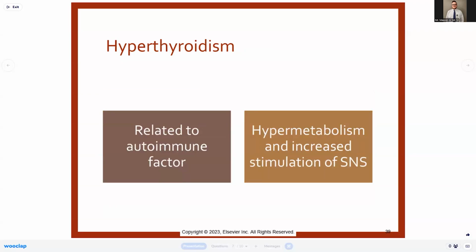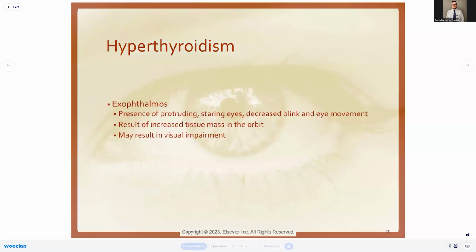Hyperthyroidism is usually related to autoimmune disorders, possibly thyroid tumors, but hypermetabolism, increased stimulation of our central nervous system, or our sympathetic nervous system, basically increased metabolic effects. So one condition that everyone hears about with hyperthyroidism is exophthalmos.